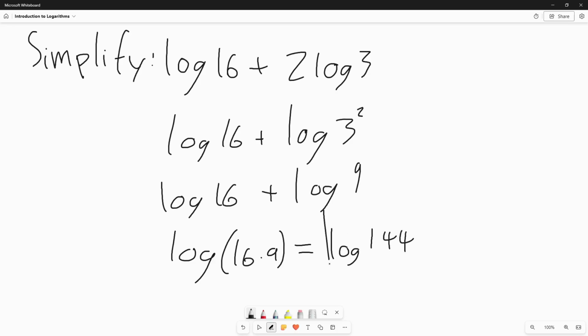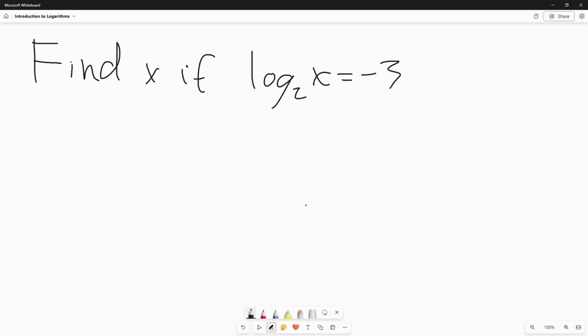144. It's pretty simple. So we just use two rules, the exponent rule as I like to call it, and the product rule or addition rule, whatever you want to call it. But these are pretty simple rules to use and understand, and that's how we got our answer. Now let's do our third practice problem.